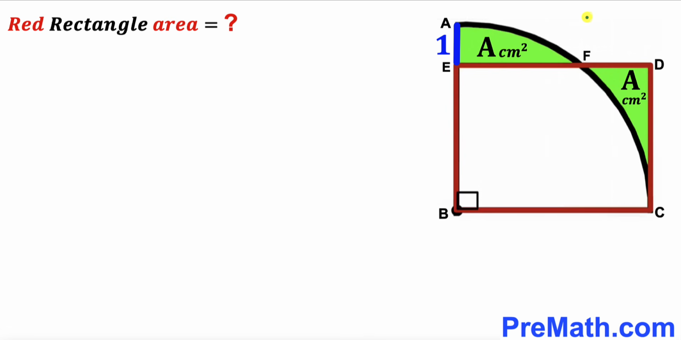In this video we have got this quarter circle with a center B and this red rectangle BCDE put together as you can see in this given diagram, and as a result we are ended up with these green shaded regions. The area of this green shaded region is uppercase A centimeter square, whereas the area of this another green shaded region is uppercase A centimeter square as well. In other words, both regions have identical areas, and moreover this tiny segment AE length is 1 centimeter.